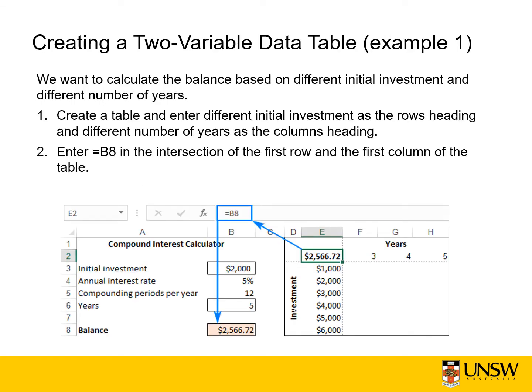In this example, we want to use a two variable data table to calculate the balance based on different initial investment values and different number of years. As the first step, create a table and enter different initial investment values in one column and different number of years in one row. Then enter the balance cell in the intersection of the first row and the first column of the table.